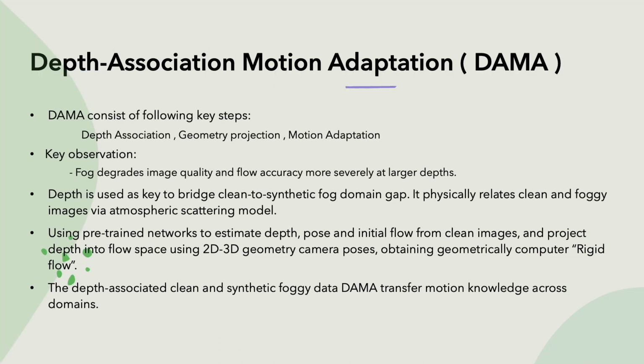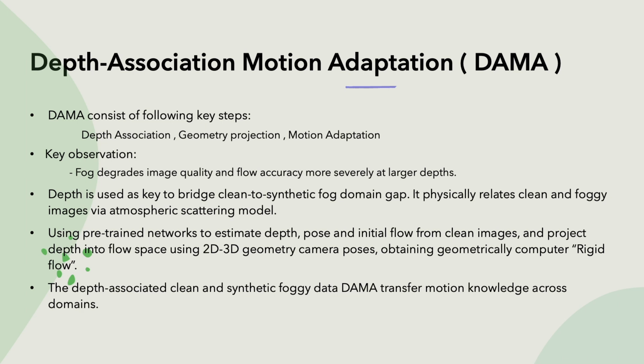DAMA consists of the following key steps: depth association, geometric projection, and motion adaptation. Depth association: DAMA utilizes depth as a key physical cue to associate clean image data with synthetic foggy data. It leverages the atmospheric scattering model to synthesize foggy images from clean RGB and depth inputs. Geometric projection: it enforces multi-view geometry constraint between depth and optical flow. Using camera poses, it projects the depth maps into optical flow space to obtain geometrically derived rigid flow.